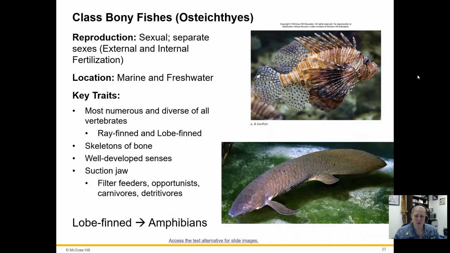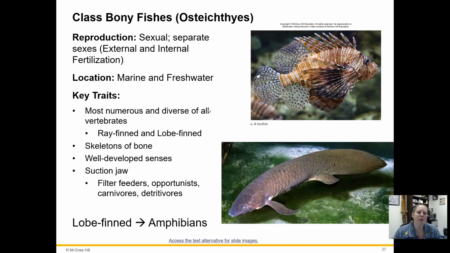Our largest group of vertebrates are your osteichthyes, or your bony fishes. So this is where insects are the largest group of our invertebrates. Your bony fish are the largest group of vertebrates as far as classification goes, as far as the number of representative species within that class. This includes your lionfish and your other fin fishes, your ray-finned fishes, and then it also includes a small group of lobe-finned fishes.